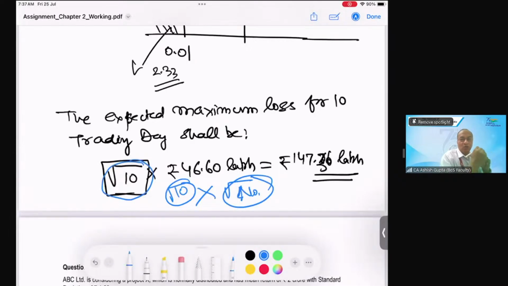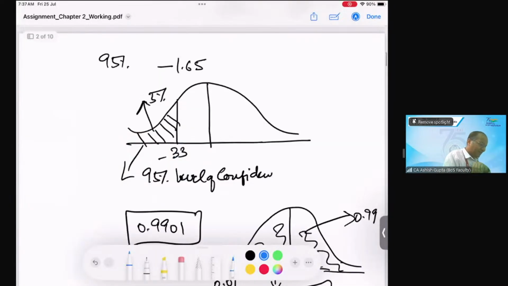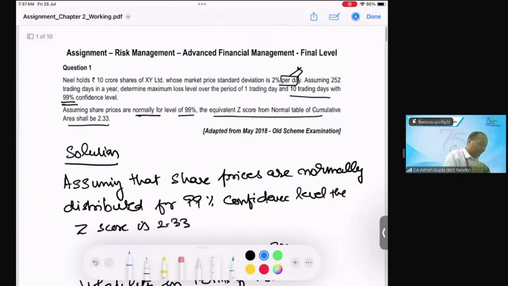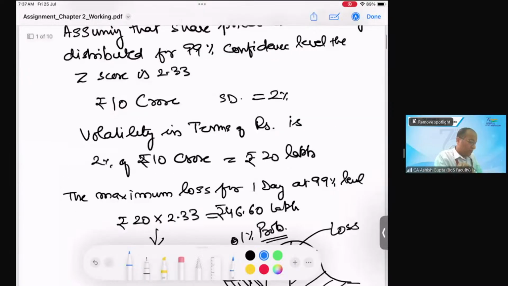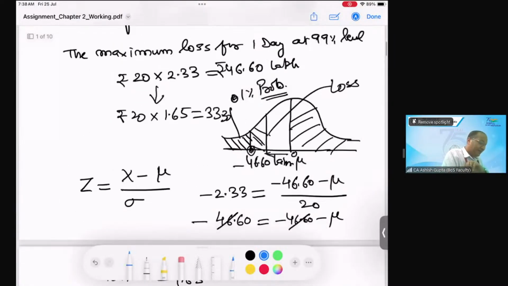Please note that in the examination, I will give you another example. Here you have been given the value for 1 day. Please remember, in the examination, the value can be given for 10 days. Then you have to think. And if they ask for the 1 day, then you first compute the value of loss for the 10 days. I will just do it otherwise.